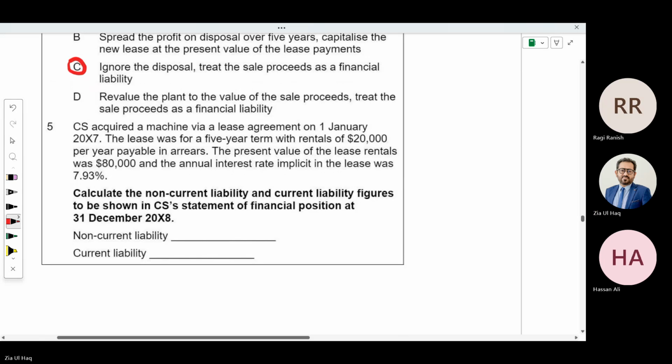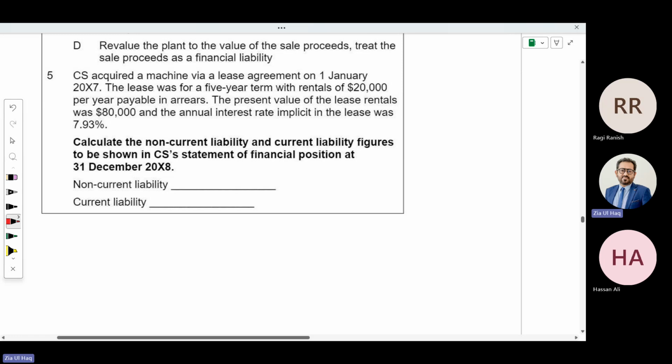Number 5. CS acquired a machine via a lease agreement on 1st January 2007. The lease was for a 5-year term with rental of 20,000 per year payable in arrears at year end. The present value of the lease rental was 80,000 and the annual interest rate implicit in the lease was 7.93%. Calculate the non-current liability and current liability figure for 31st December 20x8, not 20x7, 20x8.